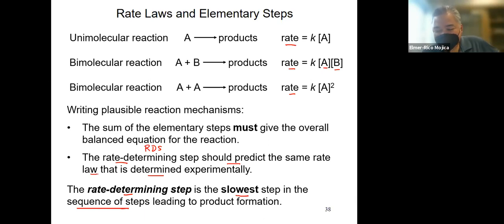How fast the reaction will go will be determined by the slowest step. And usually the slowest step will have the same rate law as the one that we determine experimentally. So as of now, rate law can only be determined experimentally. But if we have the reaction mechanism, there's another way to determine rate law. And that is by the rate determining step.